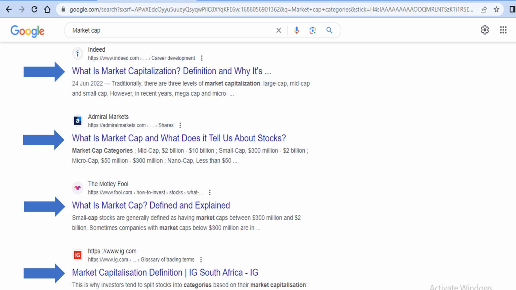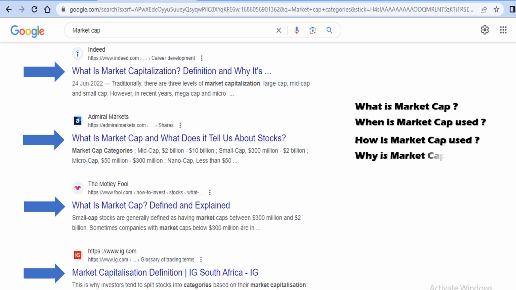Then, in addition to that, here is an example. The question you ask should not even be complex for you to get what you're looking for. What, when, how, why, and where. What is market cap? When is market cap used? How is market cap used? Why is market cap used? Where is market cap used? Simple question construction like this is enough for you to get all the answers you are looking for.